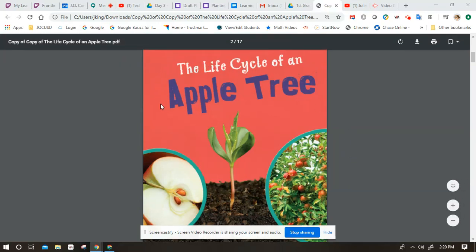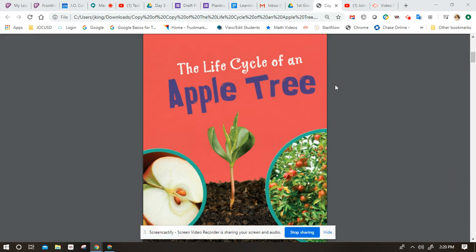Here is the title page of our story, The Life Cycle of an Apple Tree. This is the title. This gives us an idea of what the story is mainly about. What do you think this story is mainly about? Think about it in your mind. Is it about the life cycle of an apple tree? Yes, you're right if that's what you said.